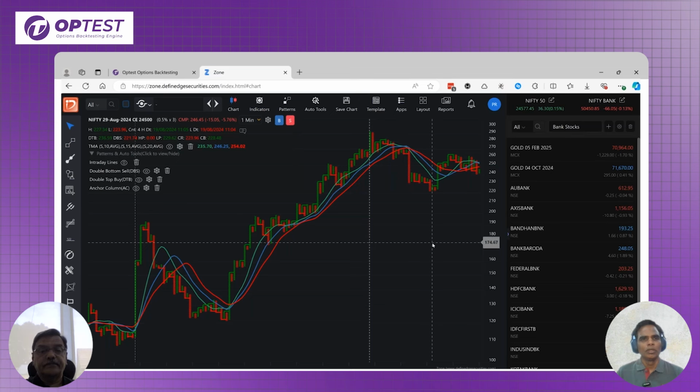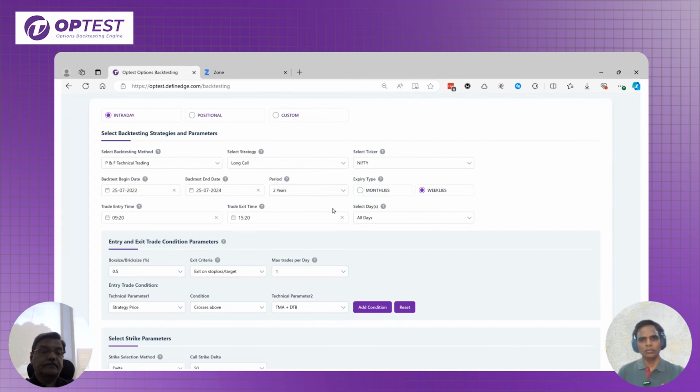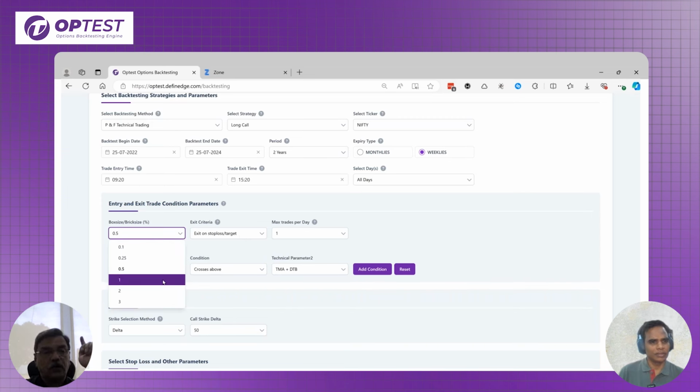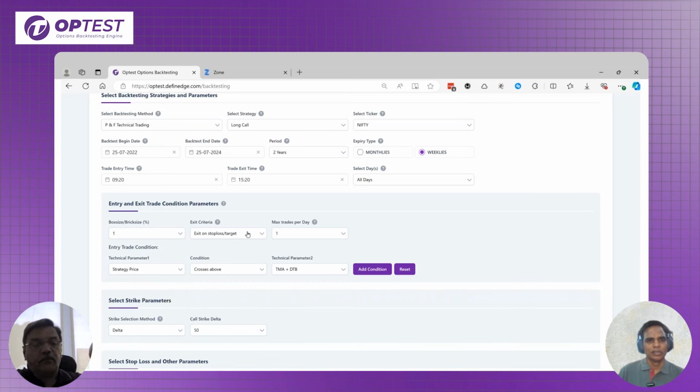So for example, now let's do a long call strategy. Same intraday strategy here. Weeklies we choose. So here the box size should be 0.5, right? No, 1%. Okay, 1%, for this options. This is a long call only, right? Naked call. Yeah, so 1%. I mean, minimum 1%. It can be even 3%, but not lower than 1%.